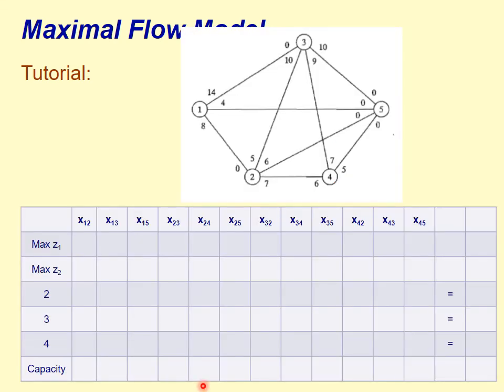Okay, so when we consider all the nodes and arcs, we obtain this tableau. For all arcs 1,2, 1,3, 1,5, and so on, we have a column. We have a row for 2 alternative versions of the objective function, and for the 3 nodes 2, 3, and 4, and for the capacities, and we have one more column for the right hand side. And remember, the right hand side of the constraints is always equal to 0, 0, and 0. You can simply fill in this table.